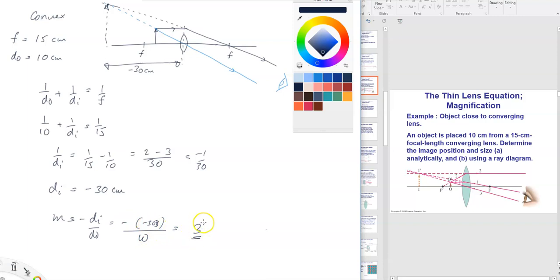Positive 3. 3 times bigger. For an example, if the object is 1 centimeter tall, the image is going to be 3 centimeters tall, and positive means it's upright. And what else? Negative distance says that it's virtual. Okay.